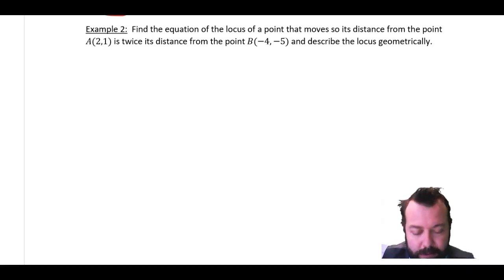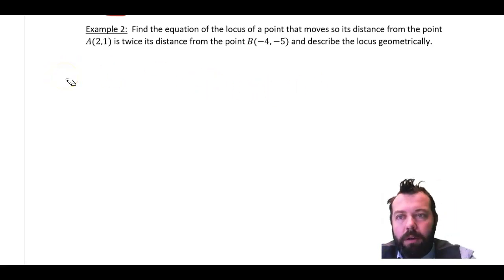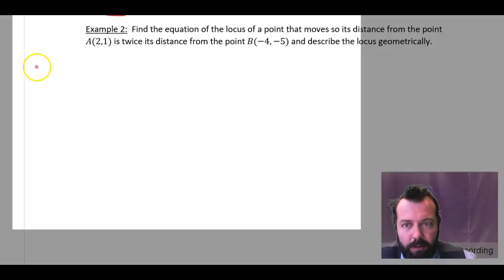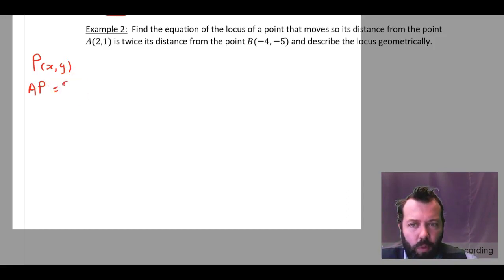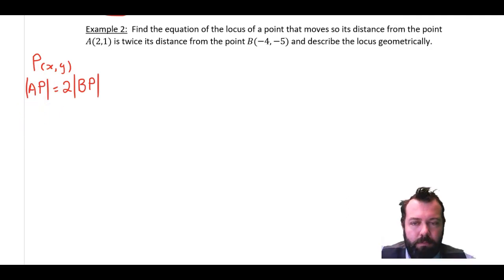Okay, so consider this. We're going to have a point P, X, Y again. I've got a point X, Y, and the distance from A to P is equal to twice the distance from B to P. I should probably put these bars here to indicate that we're talking about the length of that interval, AP and BP.